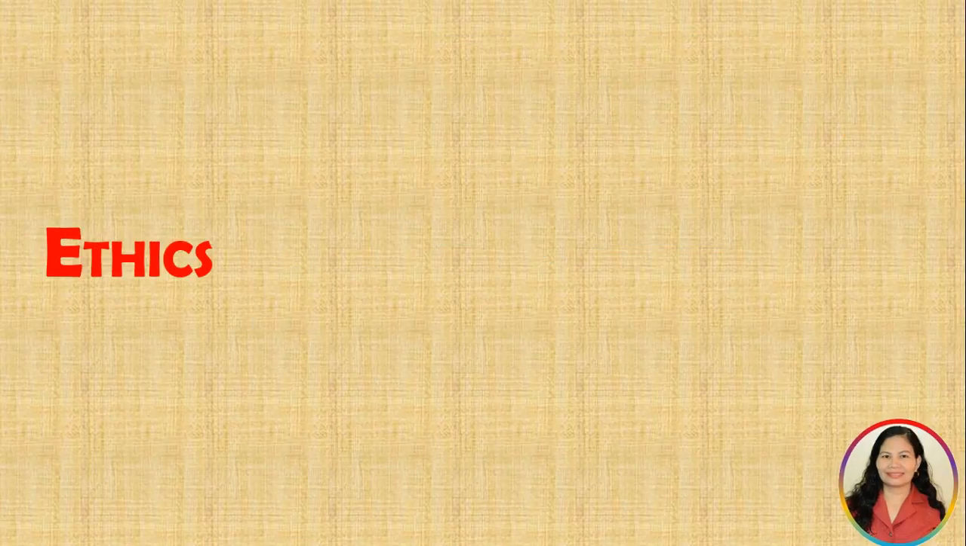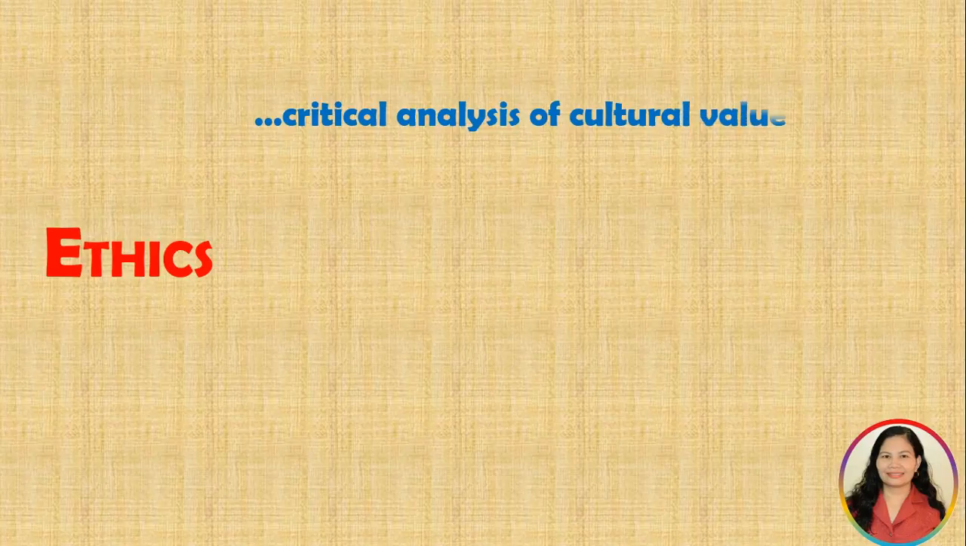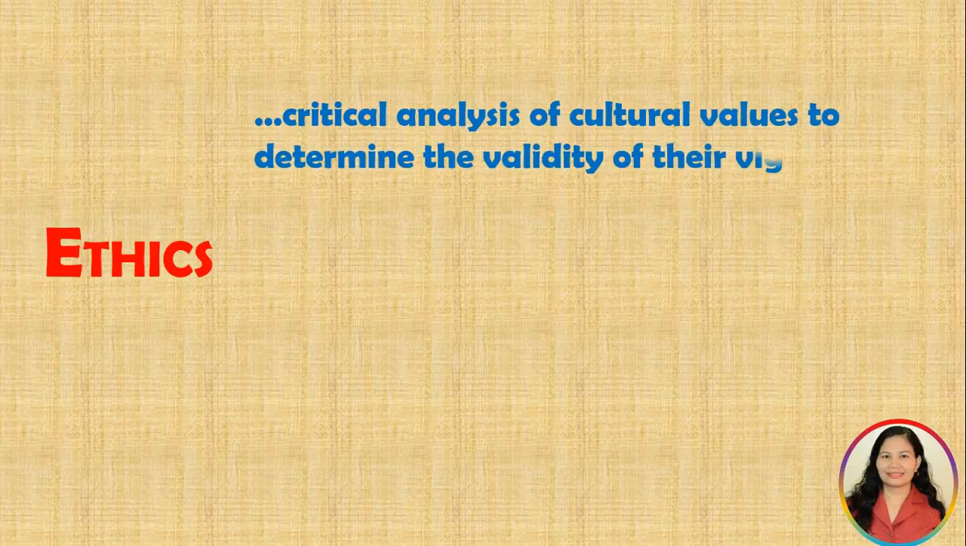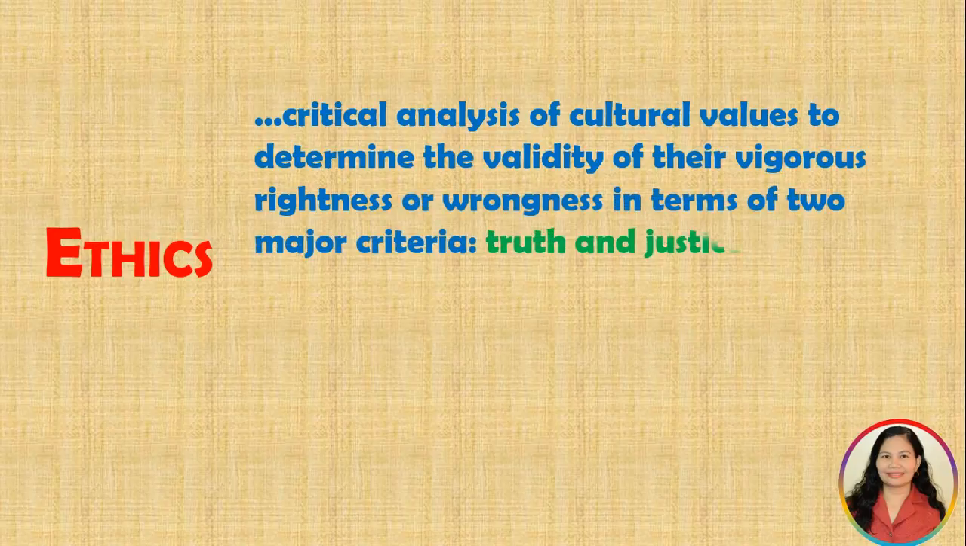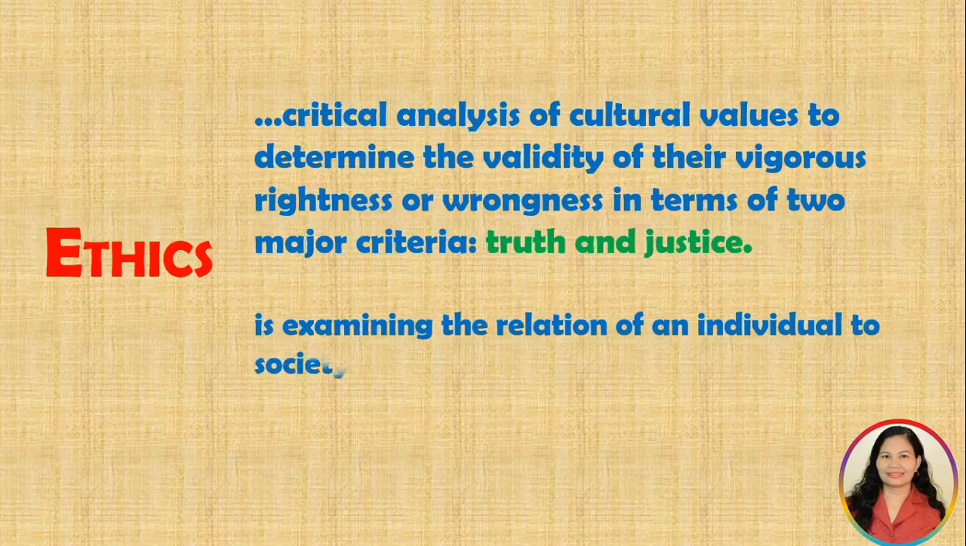To enlighten us more, let's take the definition of Fairchild and Fairchild 2006 regarding ethics. Ethics is defined as the critical analysis of cultural values to determine the validity of their rightness or wrongness in terms of two major criteria: truth and justice. Ethics is examining the relation of an individual to society, to nature, and to God. How do people make ethical decisions? They are influenced by how they perceive themselves in relation to goodness and or excellence.